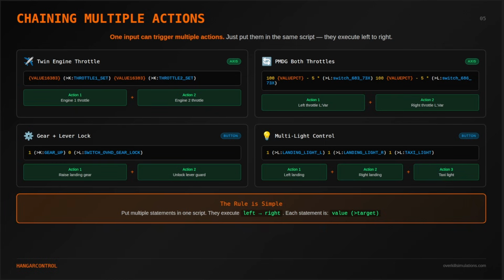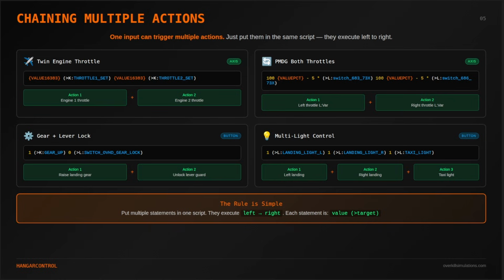Okay, so I apologize. There was one more slide before we get moving. I forgot about this one. So here's another one of the superpowers, if you will, of one input that can trigger multiple actions. So we're going to take a look at the twin engine throttle example. Let's say you have a twin engine aircraft and only one physical throttle lever. With RPN, you can control both engines.